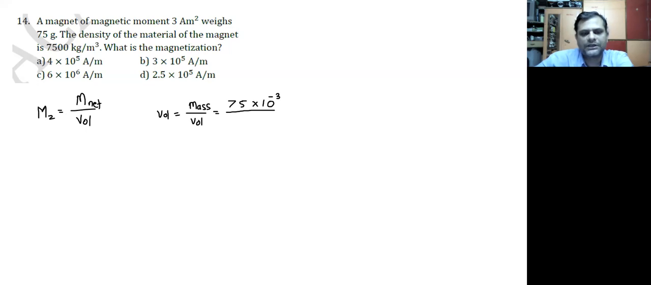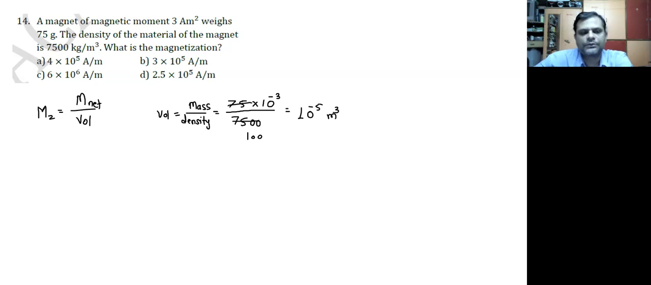Volume will actually be equal to mass upon density here. So the density is already given in standard units, so no need to change any units. 7,500 kilogram per meter cube, so that we can just get this 75 cancelled, leaving behind 100 in the denominator, so that this 100 will just go in the numerator and becomes 10 raised to minus 2, so that it will become 10 raised to minus 5. Okay, this is actually going to be the volume in meter cube.